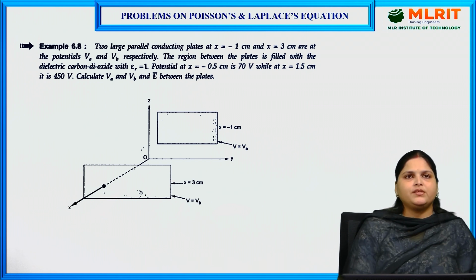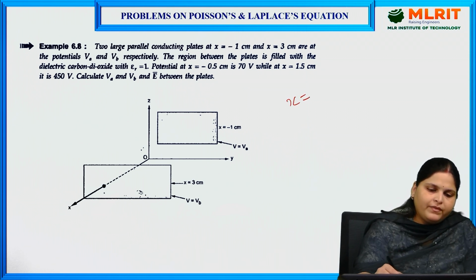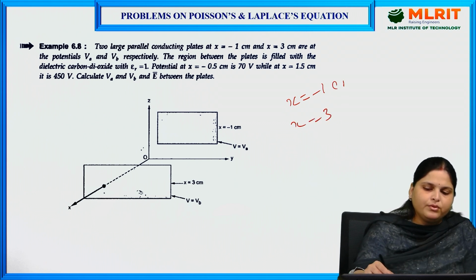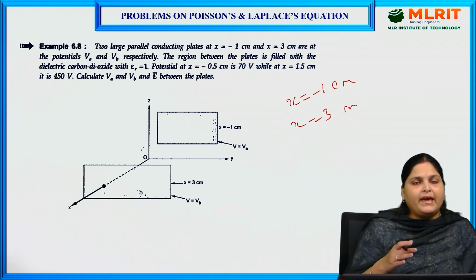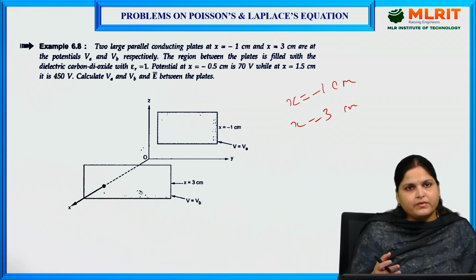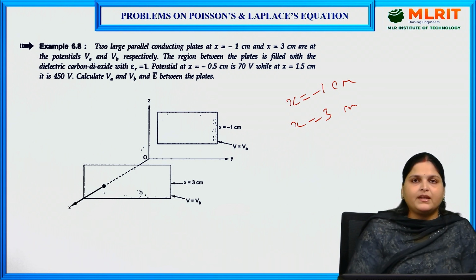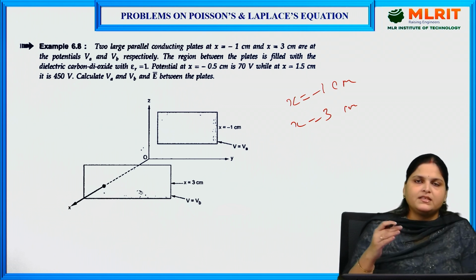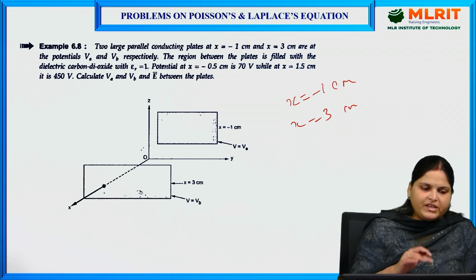Let's take another question. Here we have two large parallel conducting plates. First plate is at x is equals to minus 1 and second plate is at x is equals to 3 centimeters. So basically these plates are on x constant, x is equals to 0 also we can say, that means they are on YZ plane. On x-axis, first plate is at x is equals to minus 1 and second plate is at x is equals to 3. Potentials are also given.